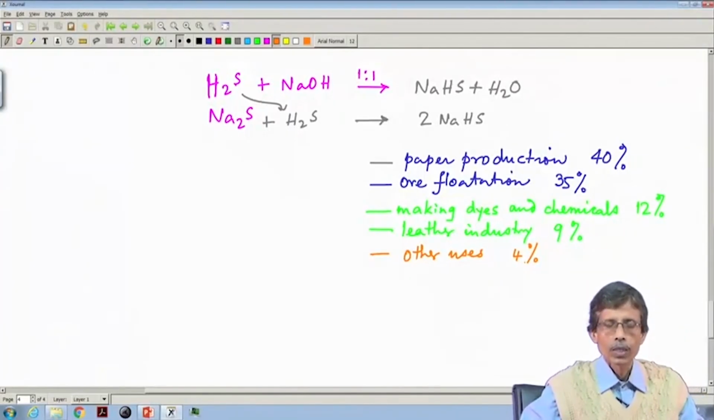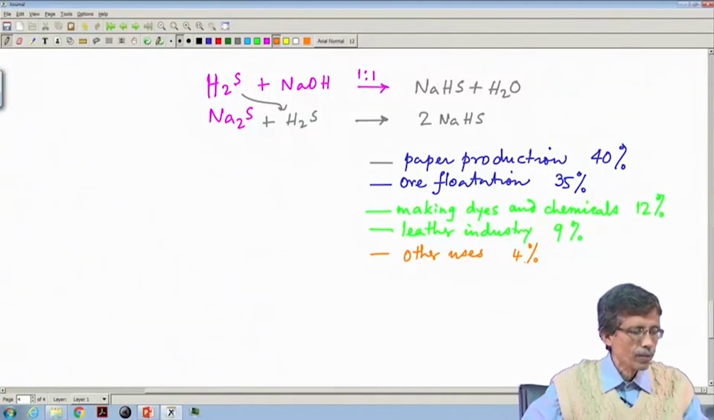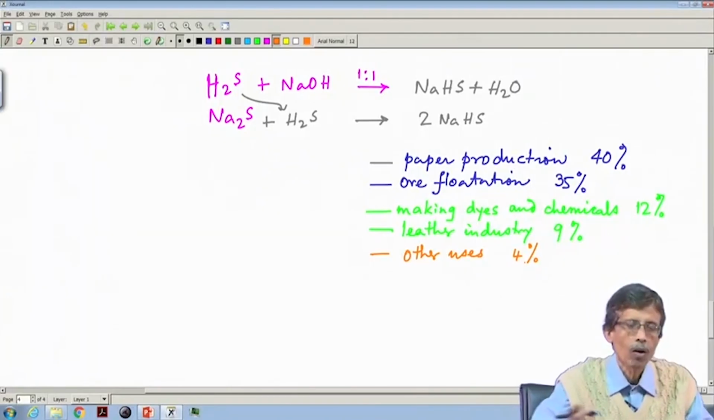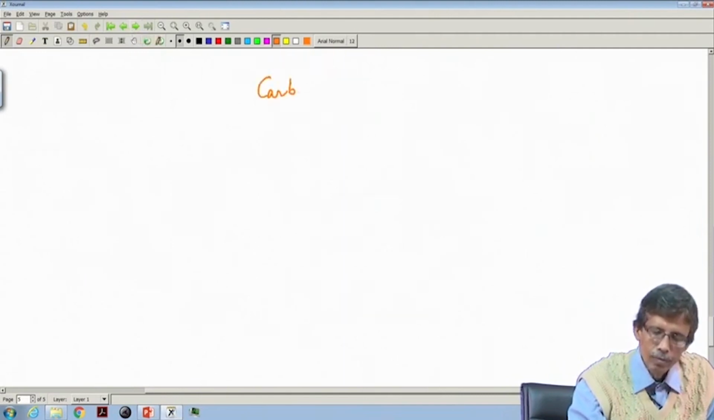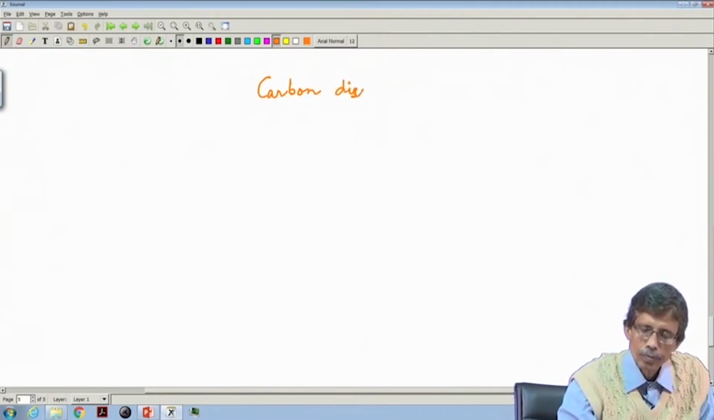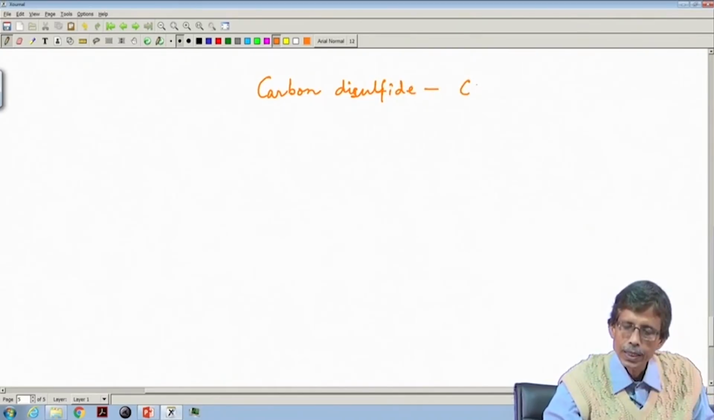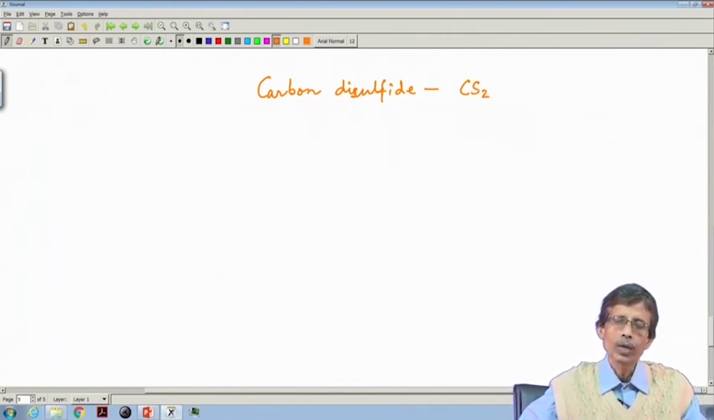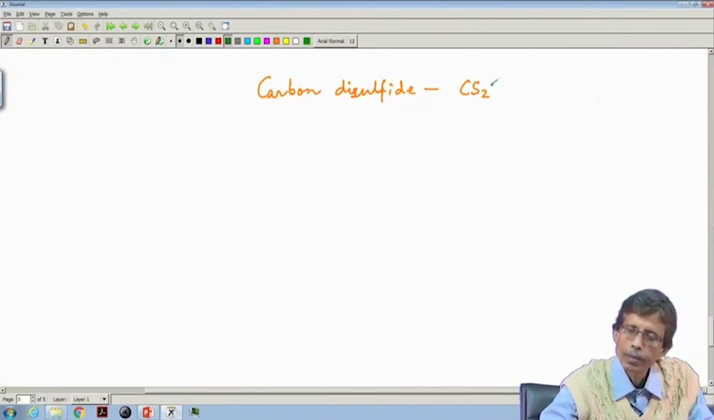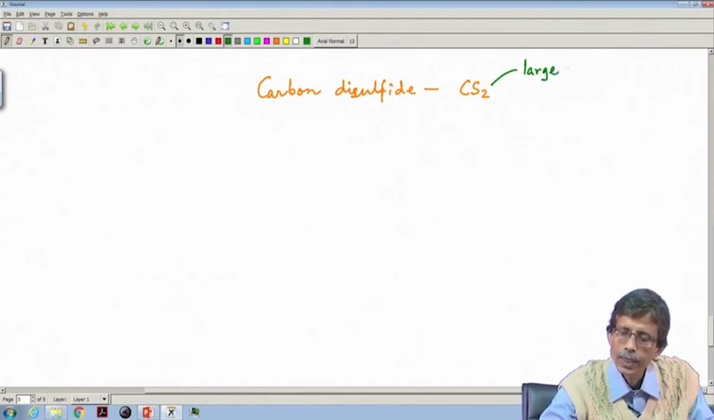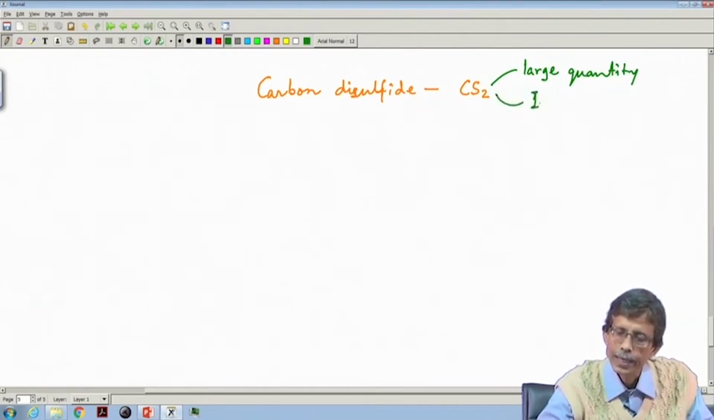So, we see now that all these sulfur bearing compounds give us some good information about their production and their utilization, but we will finish this particular class based on sulfur with one typical example where a large amount of a liquid material or a solvent is being produced, which is nothing but your carbon disulfide, CS2. We have used it from our school days, but we do not know how we produce it in a large quantity. That means our goal is to produce it in large quantity. That is why you need an industrial technique.